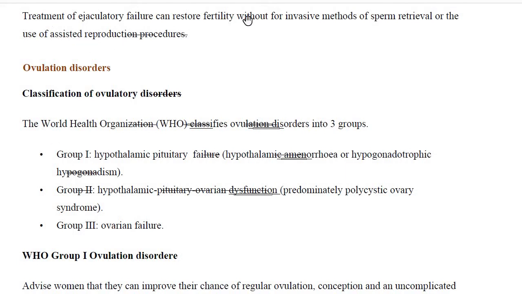So if there is ejaculatory failure, then again we need to restore fertility without invasive procedures for the sperm retrieval or the use of ART. So for all of these things, you need to refer the patient to the urologist for surgical sperm retrieval, which they can do through the testis or through the epididymis, as the facility is available and as per the condition of the person.